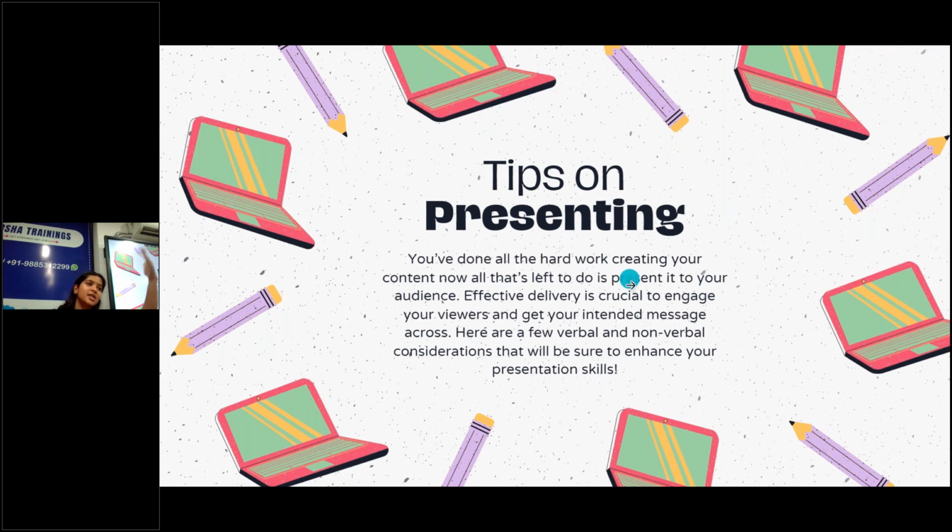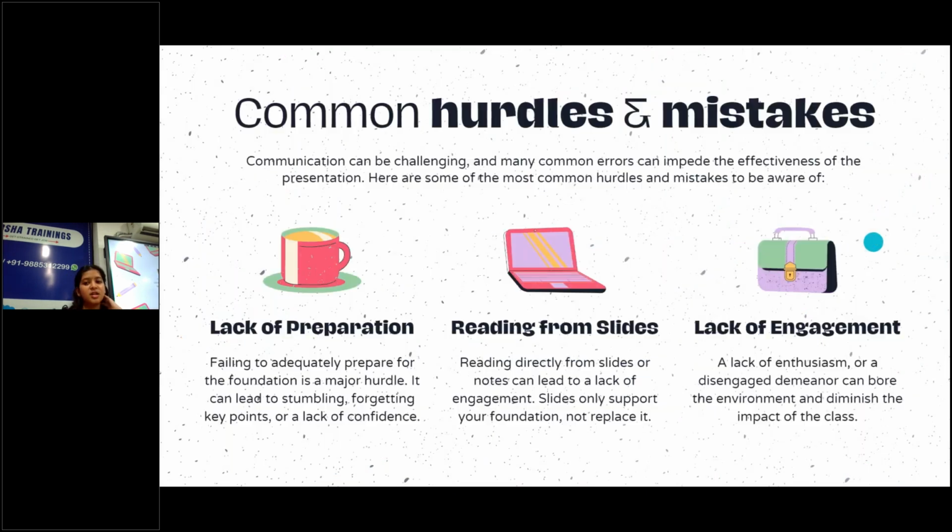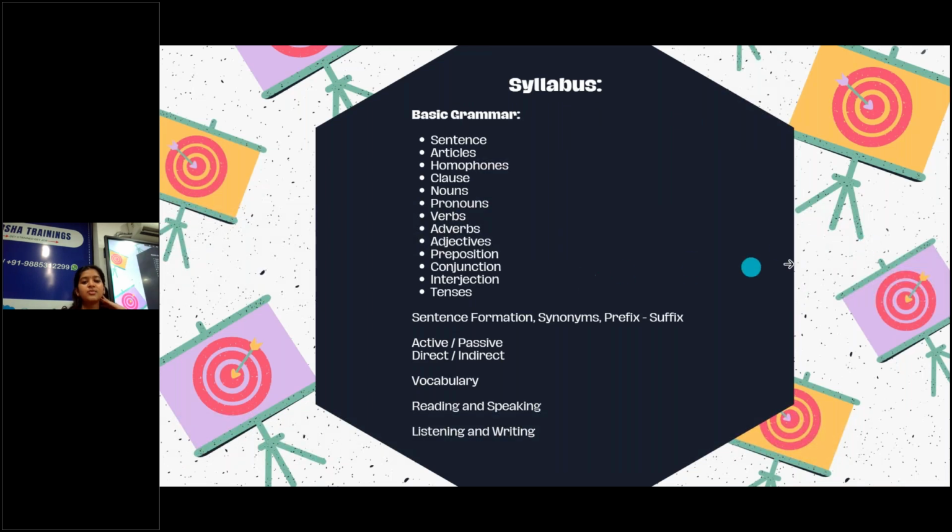Tips on presenting, I will come to later after the level 1 grammar everything is over, and you guys will be giving me feedback. You should keep giving feedback. If you want any improvement, or any specific areas for me to concentrate on, you will have to tell me so that I can help you out.